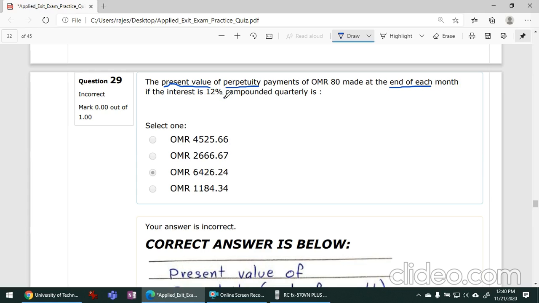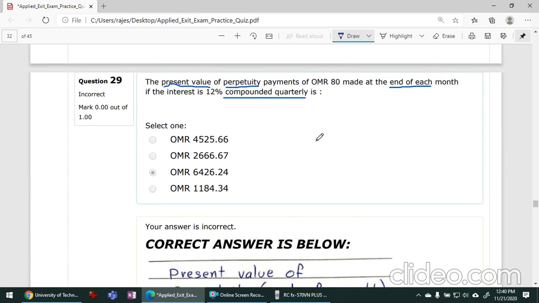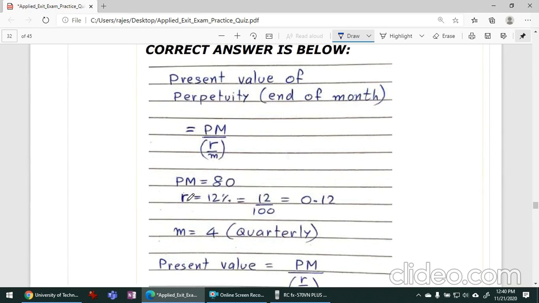So we have so many things here. Compounded quarterly means M is 4, payment is 80, made at the end of each month, and interest is 12%. Okay, look here. This is the simple rule: present value of perpetuity, end of month. What is that? PM divided by R by M. What is PM? It's already given, 80. Now what is R? R is 12%, which means 12 by 100 equals 0.12. Quarterly, so M is 4.